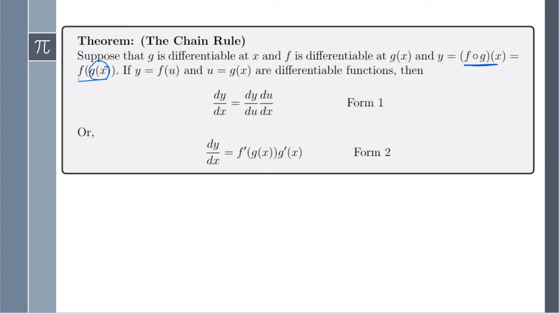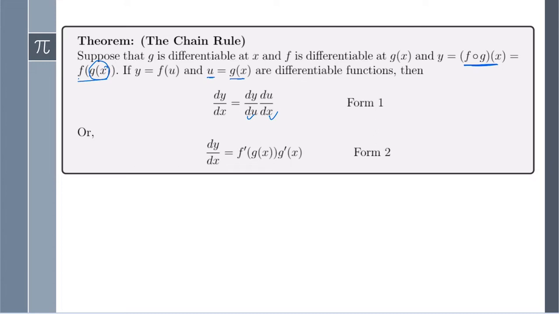The first one, we'll let the inside function be u, and then the outside function becomes a function of u. Then we find the derivative of the inside function with respect to x and the derivative of the outside function with respect to u, and then we multiply them. That gives us the derivative for the composition.